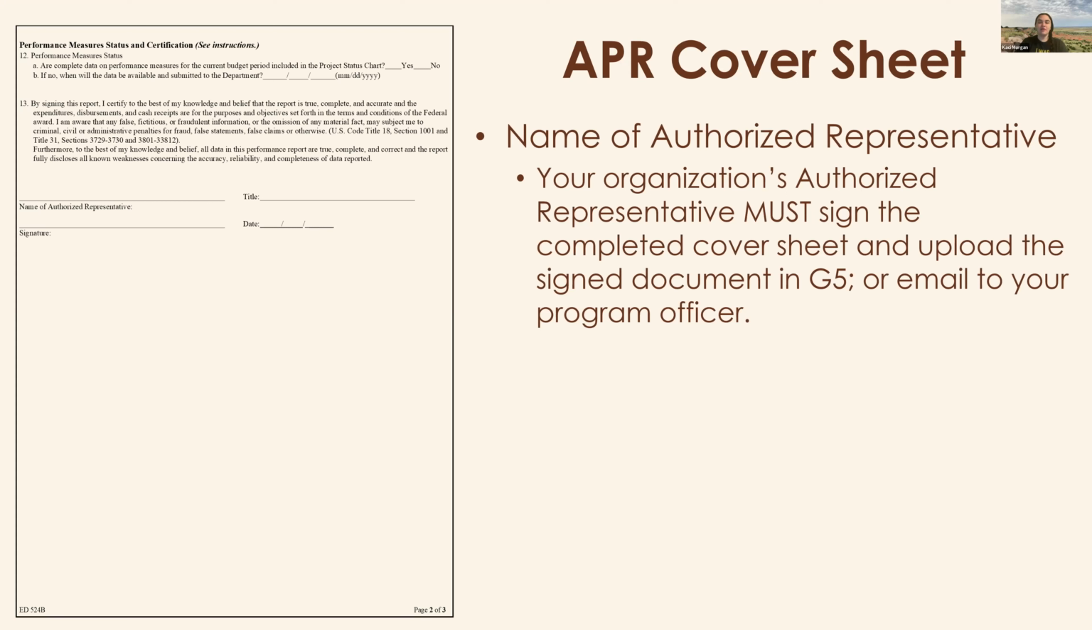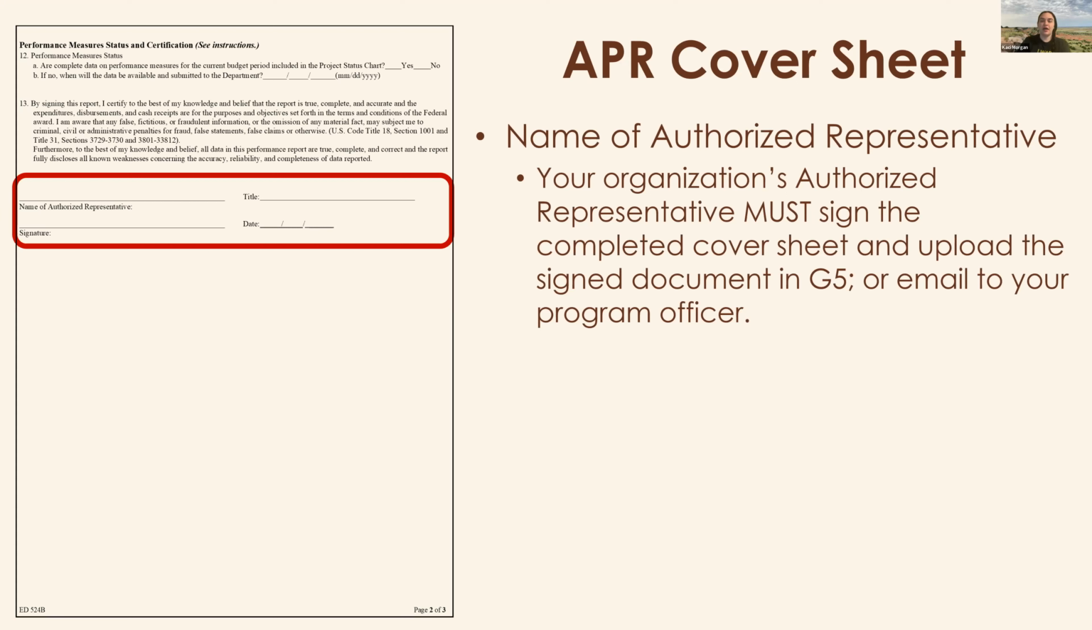Now, the last thing, but as we discussed, one of the most important things on here is the name of the authorized representative. So remember, your organization's authorized representative must sign the completed cover sheet, and you must upload that signed document in G5. If you experience trouble uploading your cover sheet to G5, then you can email that completed and signed form to Bianca, but we would really love for you to try your best to upload it into G5 so she doesn't have a bunch of email.